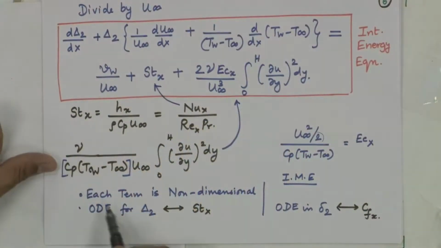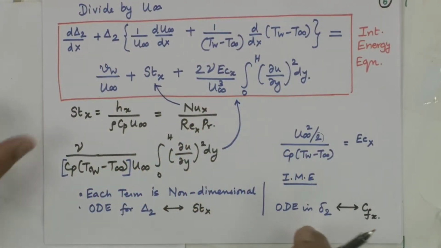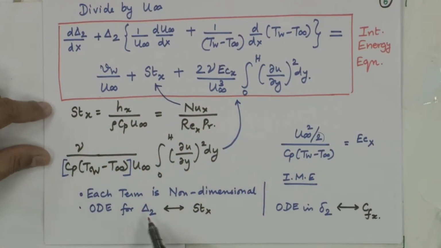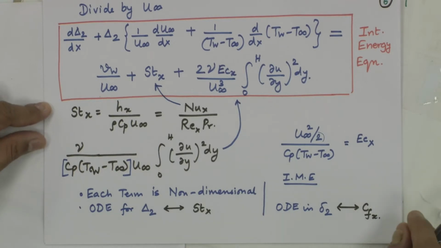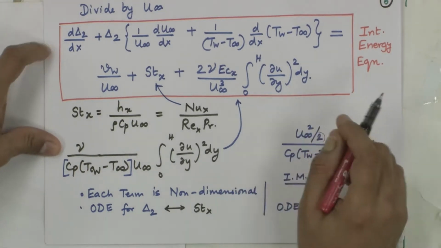In the last module, we had derived the integral energy equation on the lines of the integral momentum equation that were derived in the earlier module. The final form of the integral energy equation looks like this. We said that each of these terms were non-dimensional. It is an ordinary differential equation for the enthalpy thickness, and there are several terms.